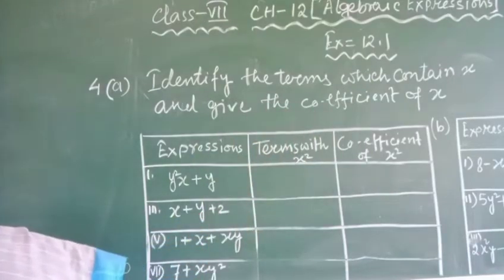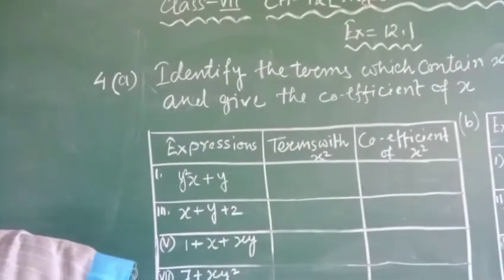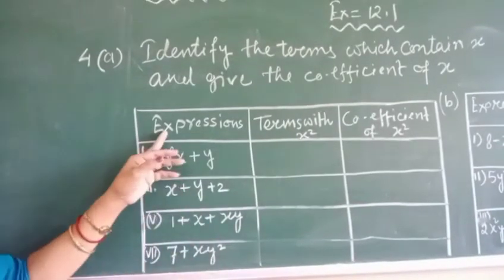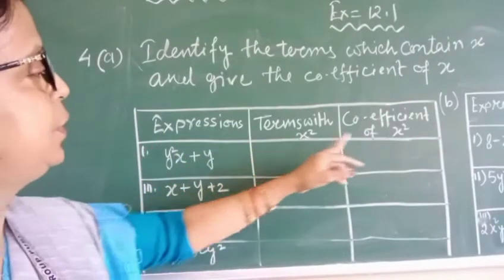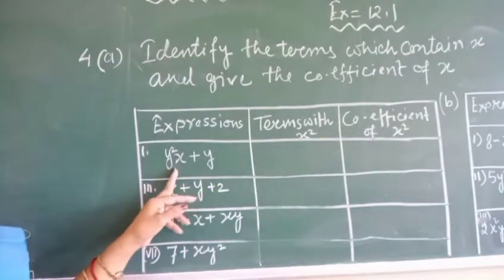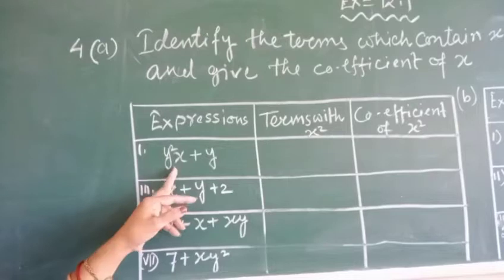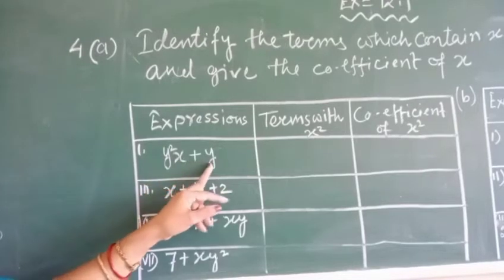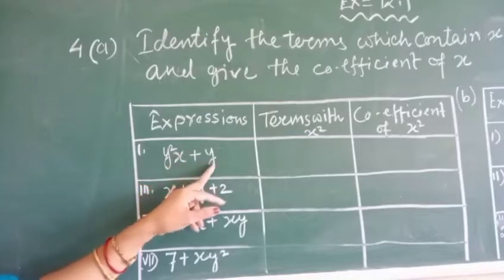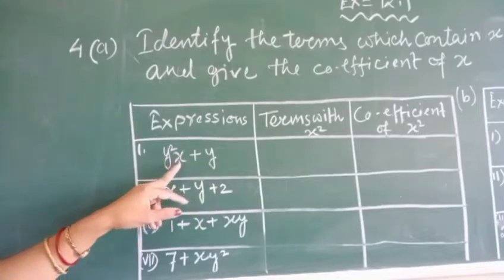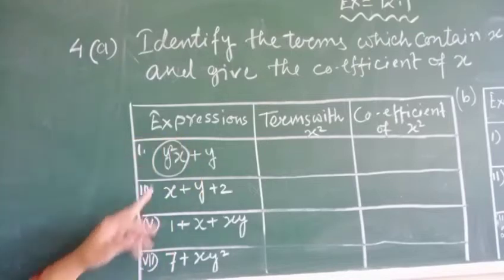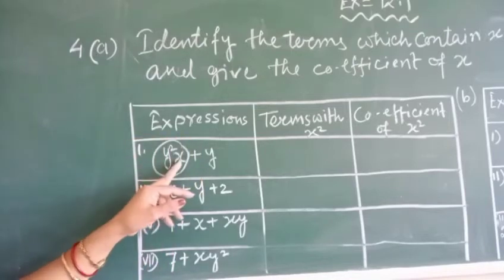Now I have made this table, and by using this table we have written expressions, terms with x and coefficient of x. You can clearly see the question is y square x plus y. This is an expression y square x plus y. Here the term which contains x is y square x. This term is containing x.